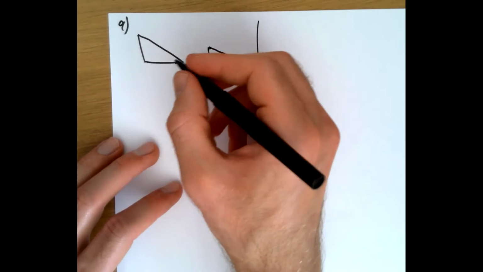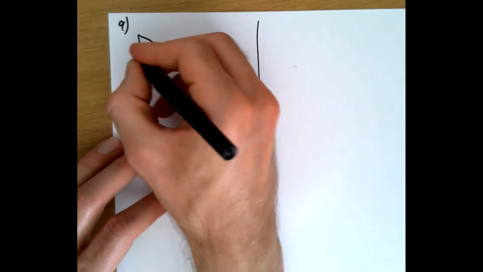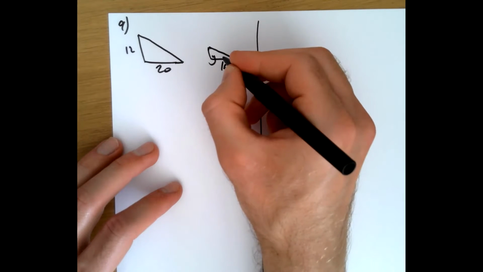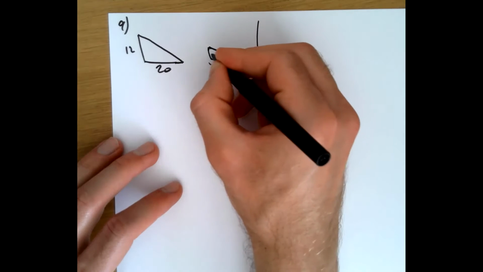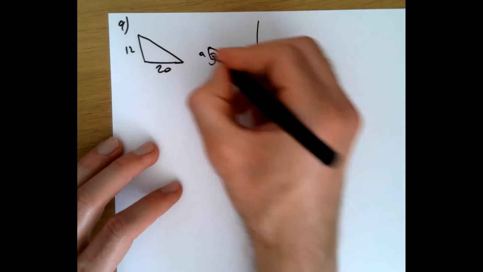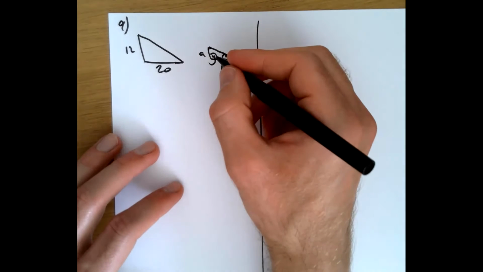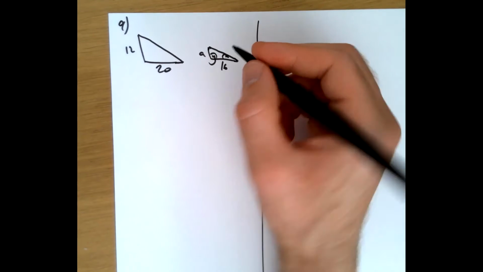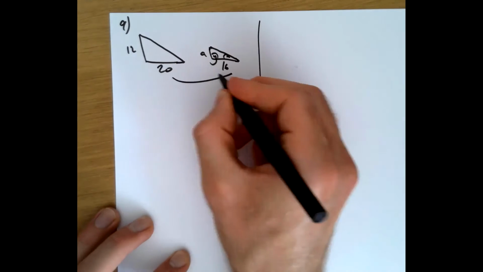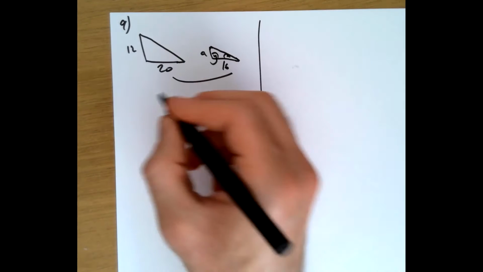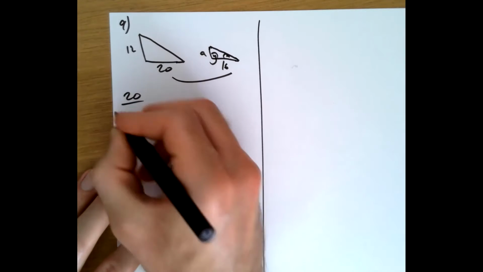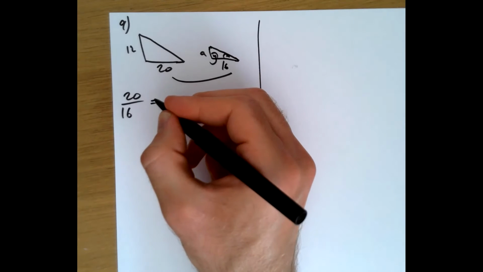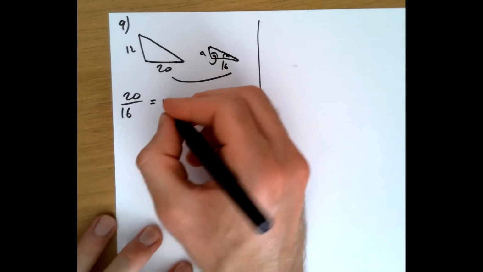So if that's 20, that's 12, and that's 16, and we're trying to work out x there, y there, a there. We're trying to work out the value of a. So what two lengths correspond? Well, we've got 20 and 16, haven't we? So to work out the scale factor, I'd go 20 divided by 16. I'd do the bigger number divided by the smaller number. Type that into your calculator, and you get a scale factor of 1.25.